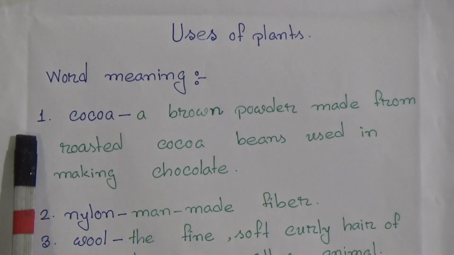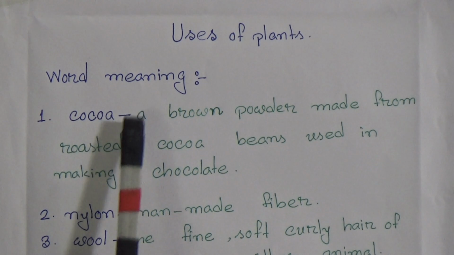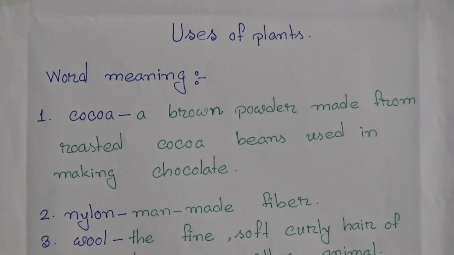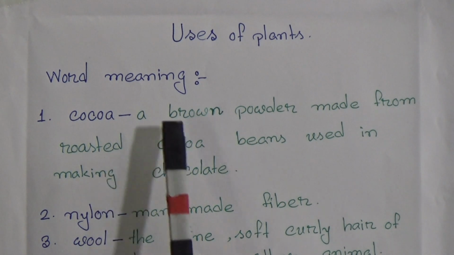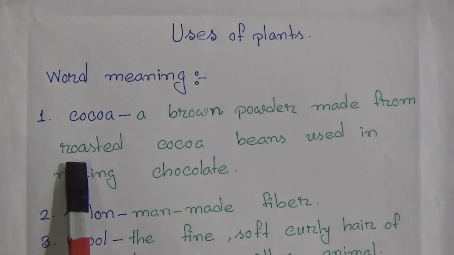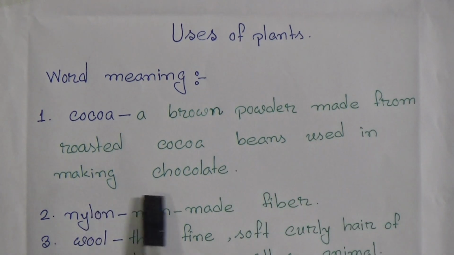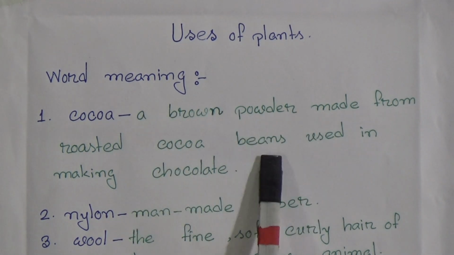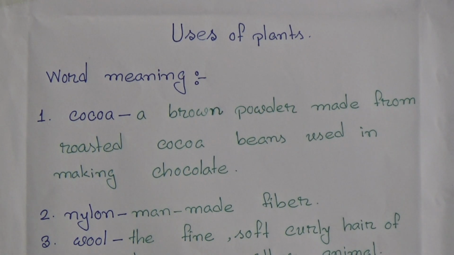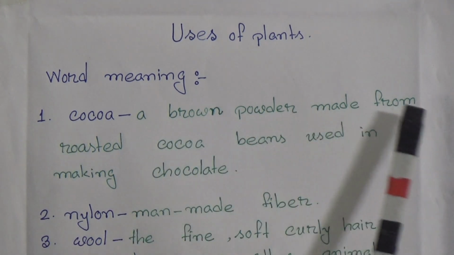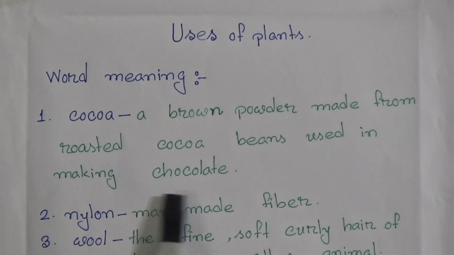Word meaning. Number 1, cocoa. C-O-C-O-A. Cocoa means a brown powder made from roasted cocoa beans used in making chocolate. I know that all of you are fond of chocolate. We like chocolate. We also like chocolate cake and pastry. These things are made from cocoa powder, and we get this cocoa powder from brown roasted beans. So, cocoa means a brown powder made from roasted cocoa beans used in making chocolate.